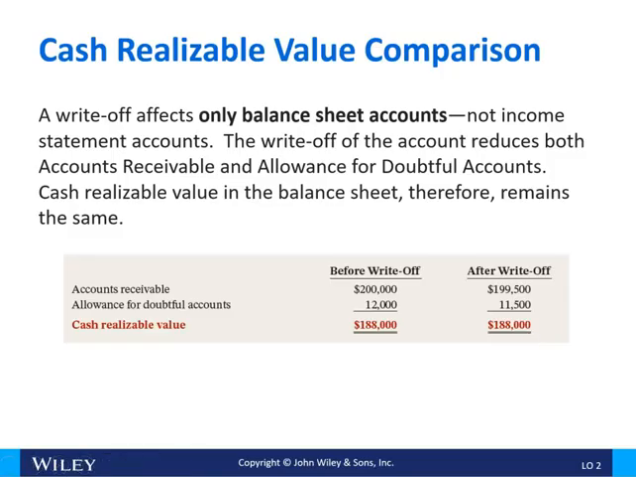Okay, so we still expect of our accounts receivable balance to collect the same amount. Because we wrote off one of those, we know that, we don't think that's collectible, so we wrote it off, but we still expect to receive that $188,000 from our other receivables.